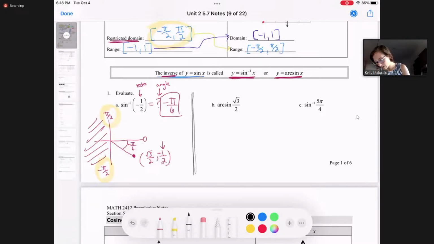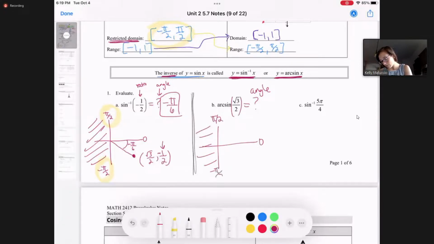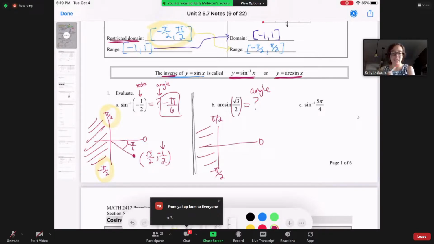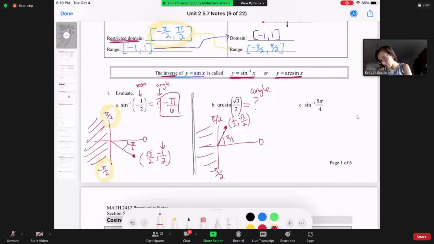Okay, so now let's try part B. So I have arc sine now of √3/2. What angle, when I take sine, gives me √3/2, and I want positive. So I kind of know right away. Ignore here, 0, pi/2, -pi/2. I want positive √3/2, and I want sine. So it's not the pi/6, which is 30. It's going to be this pi/3, and I get 1/2, √3/2, and it should be pi/3.